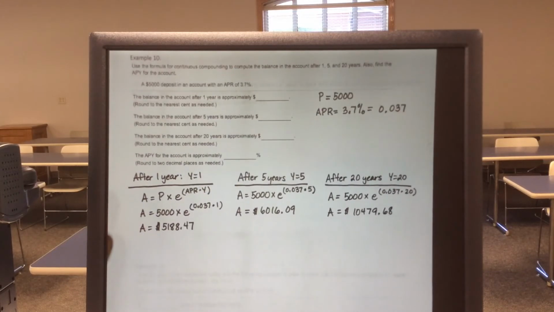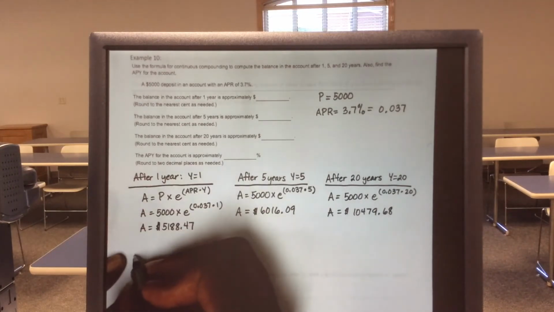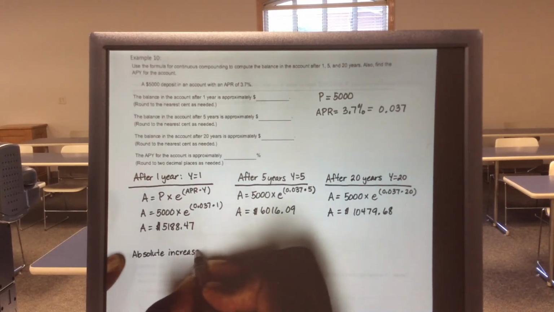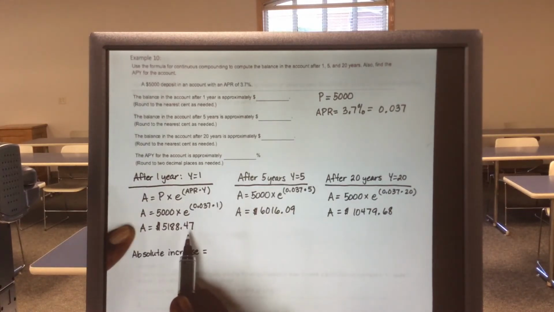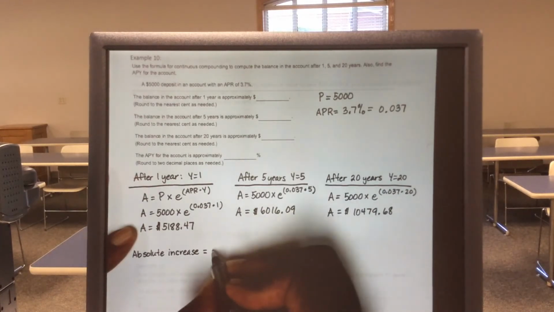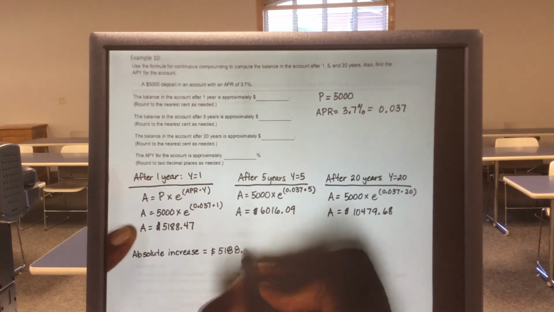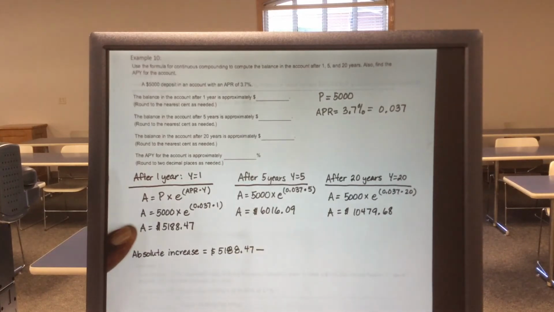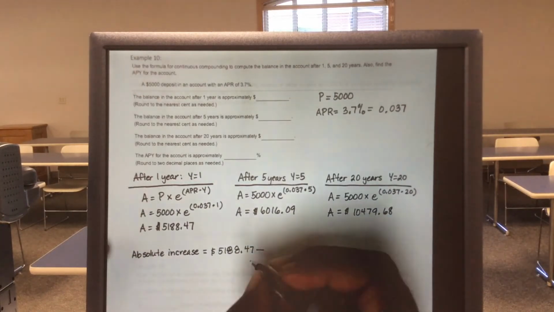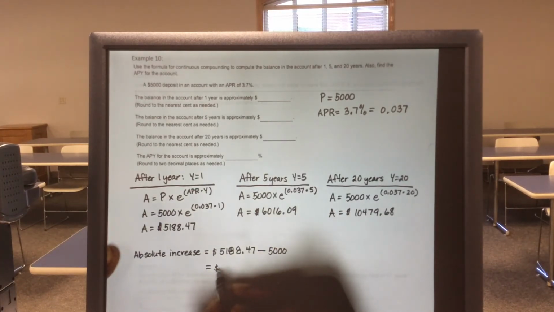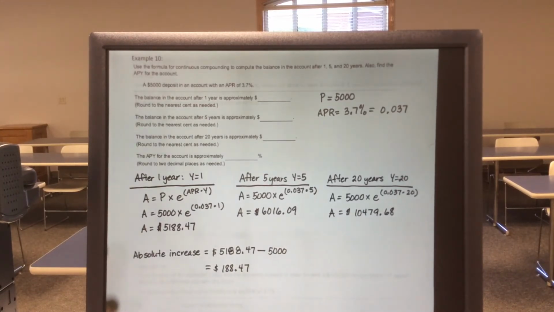Okay. Now, the APY is what we need to find. Your absolute increase: we have to look at the amount after the first year, which in this case is $5,188.47. And we're going to subtract from it the $5,000 deposit, and that will give us $188.47. That will be your absolute increase.